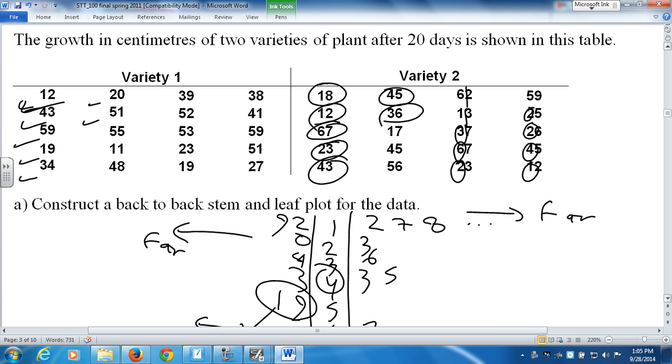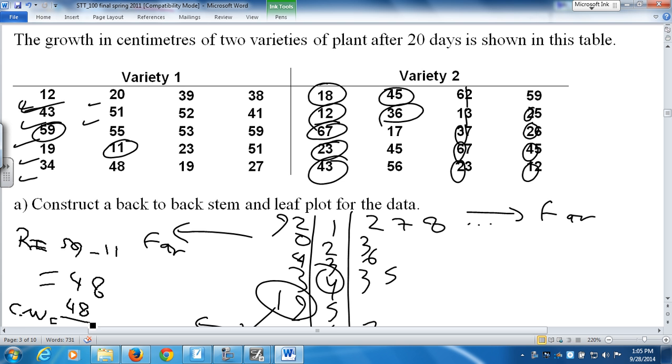What is the minimum value for variety 1? 11, the smallest value. What's the biggest value? The biggest value is 59. So I need something to cover from 11 to 59. So let's do the class width. The range will be 59 minus 11, which is equal to 48. The class width will be this divided by 5.